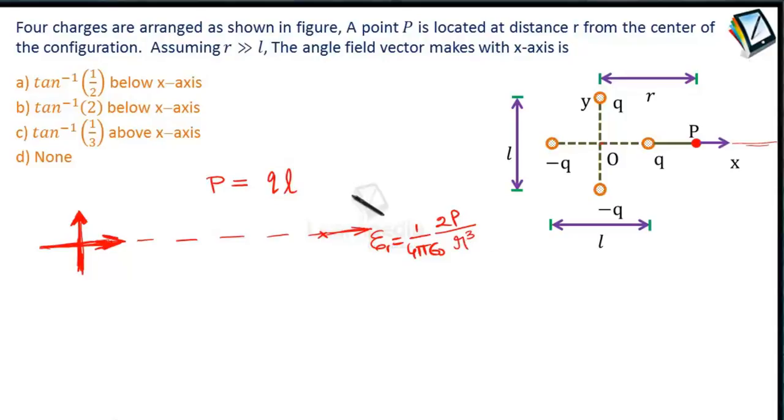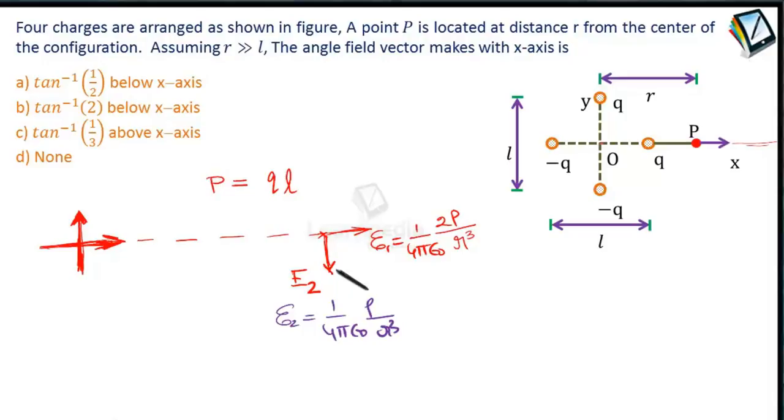Here p is QL. And for this particular dipole, the location is on the perpendicular bisector. And on the perpendicular bisector, the net electric field is always opposite to the dipole moment. So E2, because of this particular dipole, must be downward. Okay. And the value of E2 will be what? E2 will be 1 upon 4 pi epsilon naught into p divided by r cube.